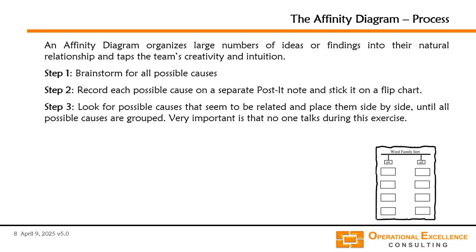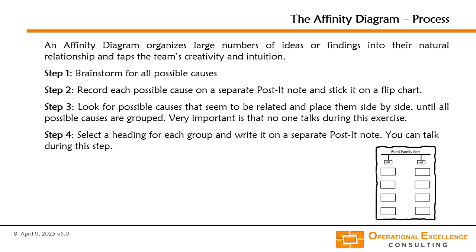Step 3 is to look for possible causes that seem to be related, and place them side by side until all possible causes are grouped. For example, all the possible causes related to training, or all the possible causes related to the hiring process, would be grouped together. It is a good rule to minimize discussions among team members during this step.